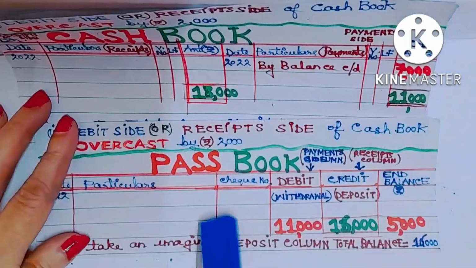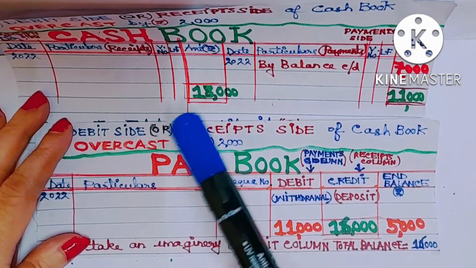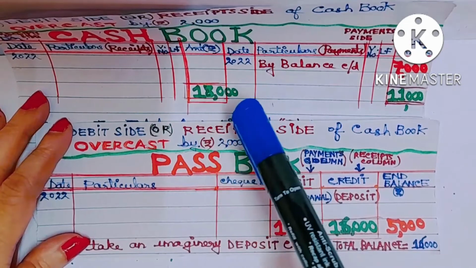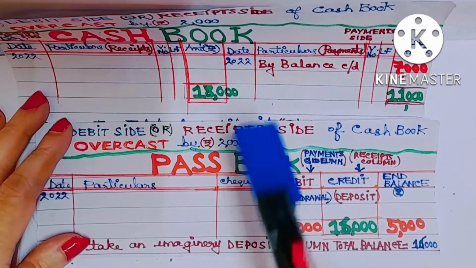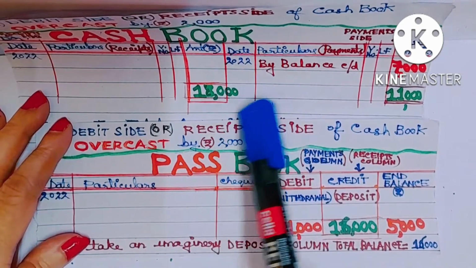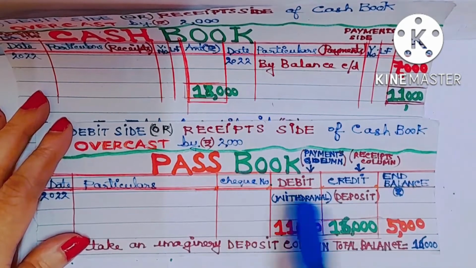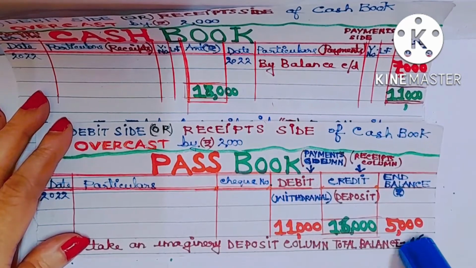See, the passbook balance is 5,000, which is less by 2,000, because the debit side or receipt side of cash book has been overcast by rupees 2,000. Instead of 16,000, the businessman has written the total 18,000. That is the reason cash book balance is 7,000 and passbook balance is 5,000.